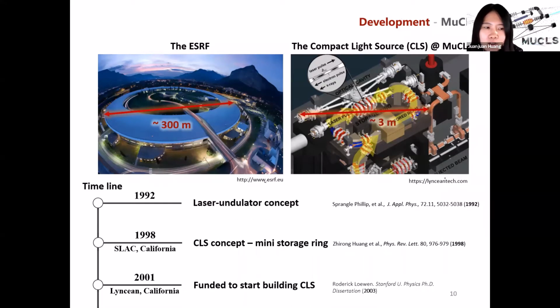Now I'm going to show you a timeline to explain a little bit of the history. Actually, this laser undulator concept was already there in 1992. Six years afterwards, at SLAC, the mini storage ring concept came out, the compact light source concept. And three years afterwards, Lyncean, a company, was founded to start building the first commercial prototype of a compact light source.